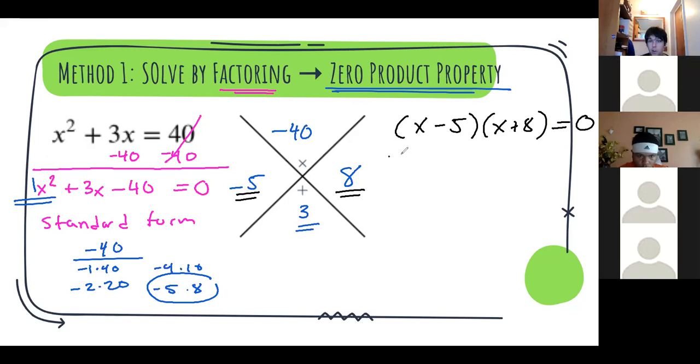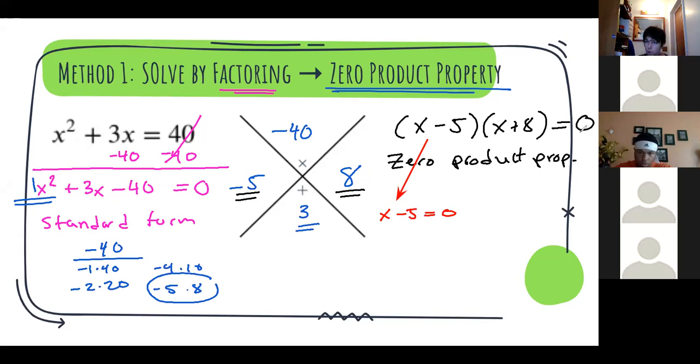And here's where we start using the zero product property. Once you have it factored and it equals 0, you can split it up into 2 equations. So my first equation, very simple one here, x minus 5 equals 0. I take my factor, I set it equal to 0.